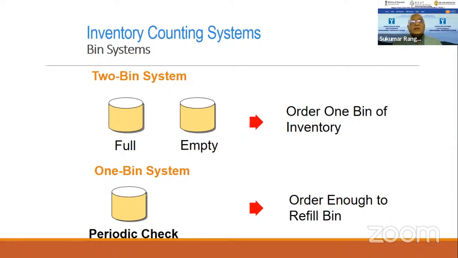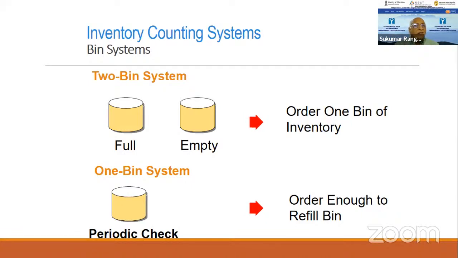So this two-bin system has to ensure that the first bin has enough stock to cover the time required for all these. Many companies follow this for certain types of inventory, not for all inventory. For certain normal, recurring, commonly used inventories, the two-bin system is very useful.